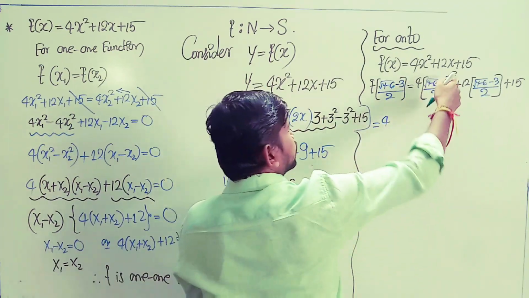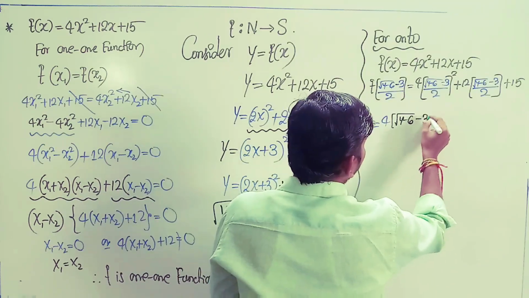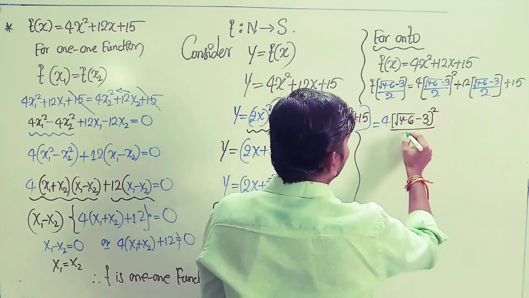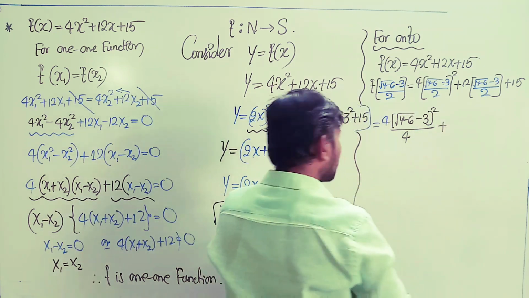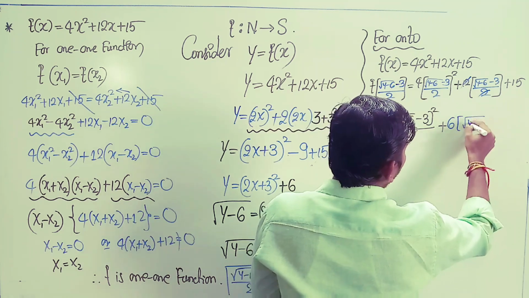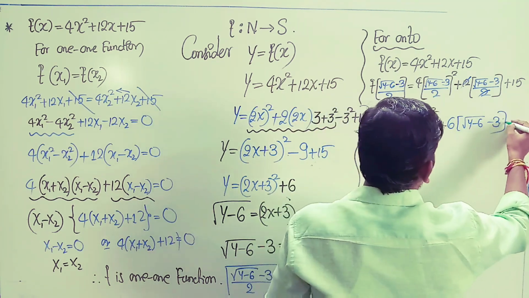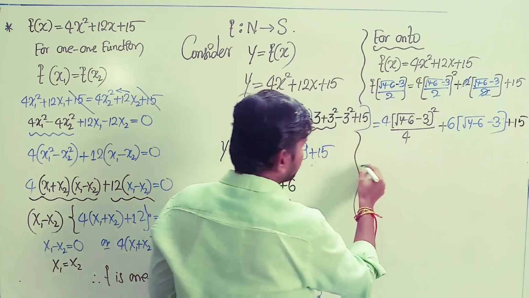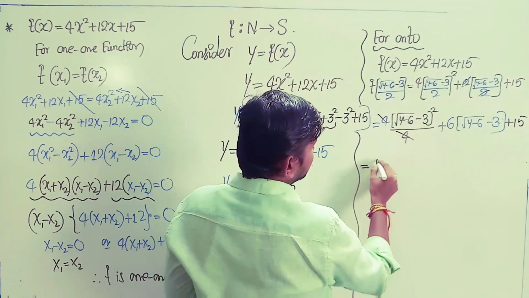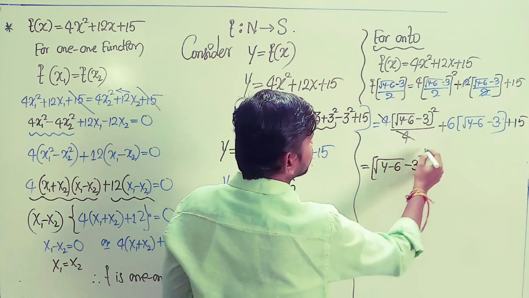Now the square is related to the numerator as well as the denominator. Root y minus 6 minus 3 whole square divided by 2 square will be 4, plus 15. Now 12 cancels, 6 remained, square root of y minus 6 minus 3. Okay, plus 15 it is. The 4 will be cancelled.